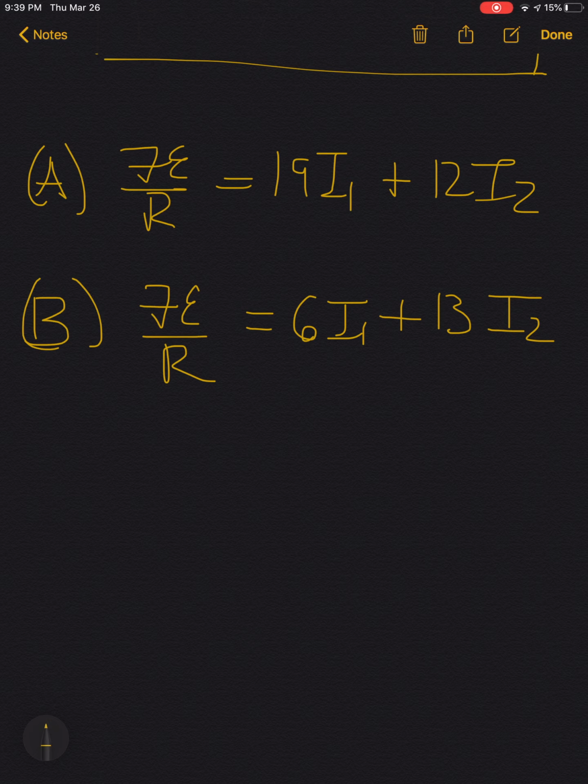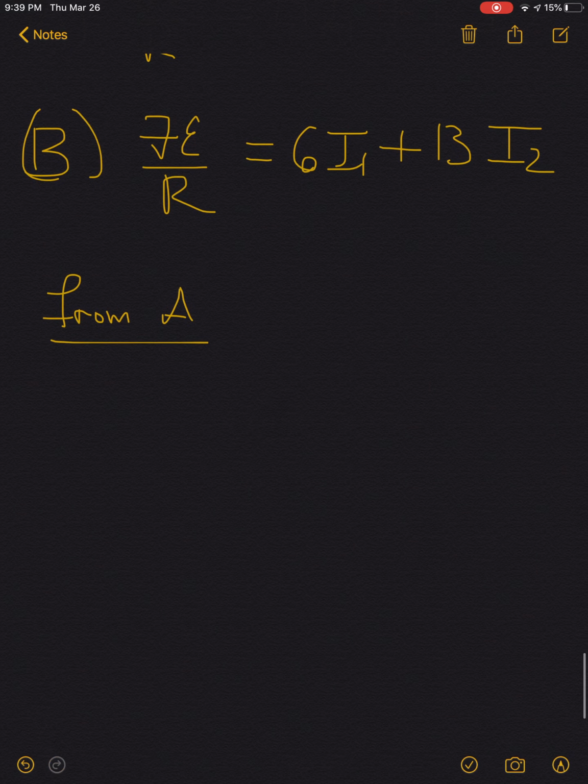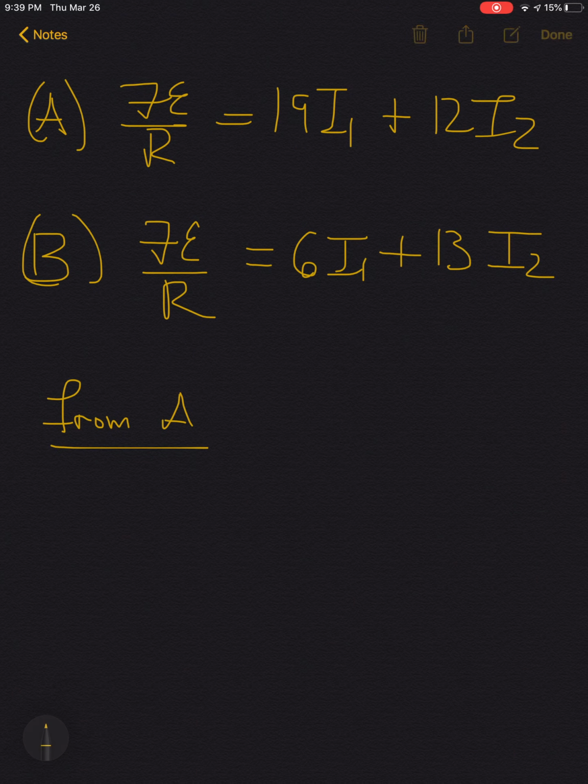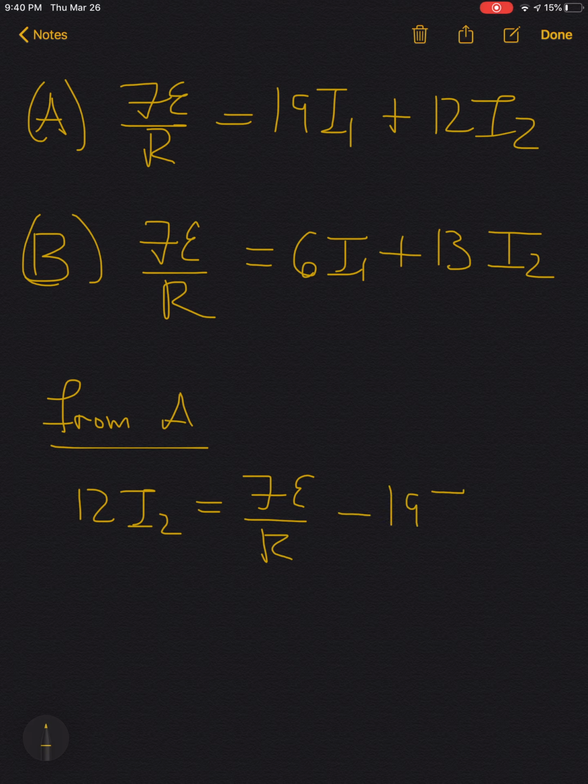Now we want to solve for I1, which means that what we're going to do is solve for I2 in terms of I1 and then plug that in. So from A, we are going to solve for I2 in terms of I1. If I solve for I2 in terms of I1, what I get is 12I2 equals 7E over R minus 19I1. This is what I mean by solving for I2 in terms of I1.